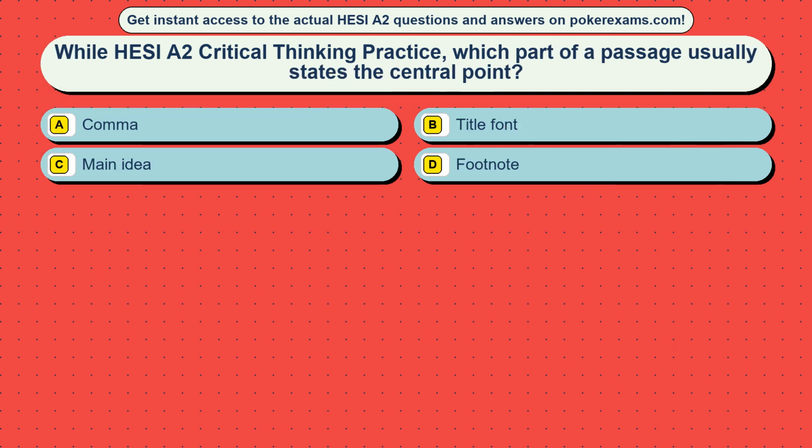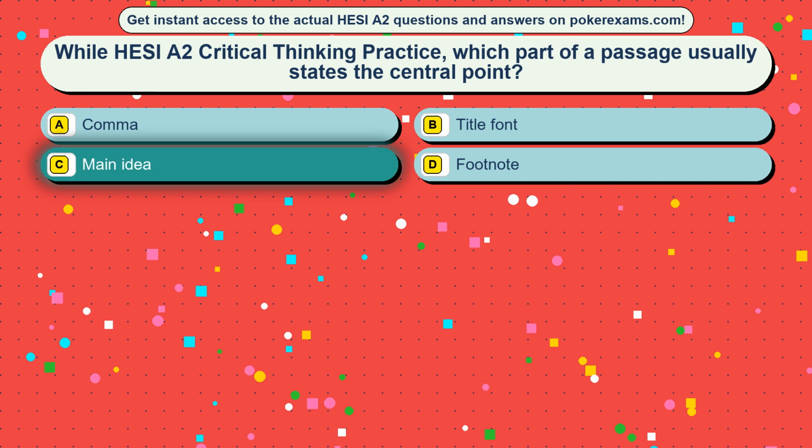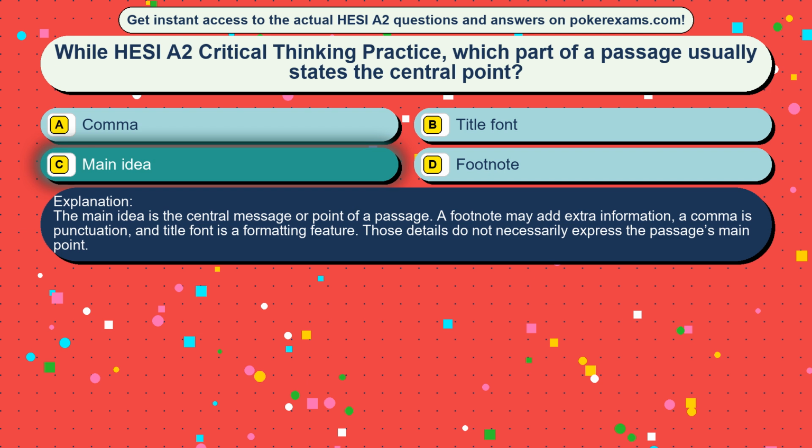Question 47. While HESI A2 critical thinking practice, which part of a passage usually states the central point? Option A, comma. Option B, title font. Option C, main idea. Option D, footnote. The correct answer is option C, main idea. The main idea is the central message or point of a passage. A footnote may add extra information, a comma is punctuation, and title font is a formatting feature. Those details do not necessarily express the passage's main point.